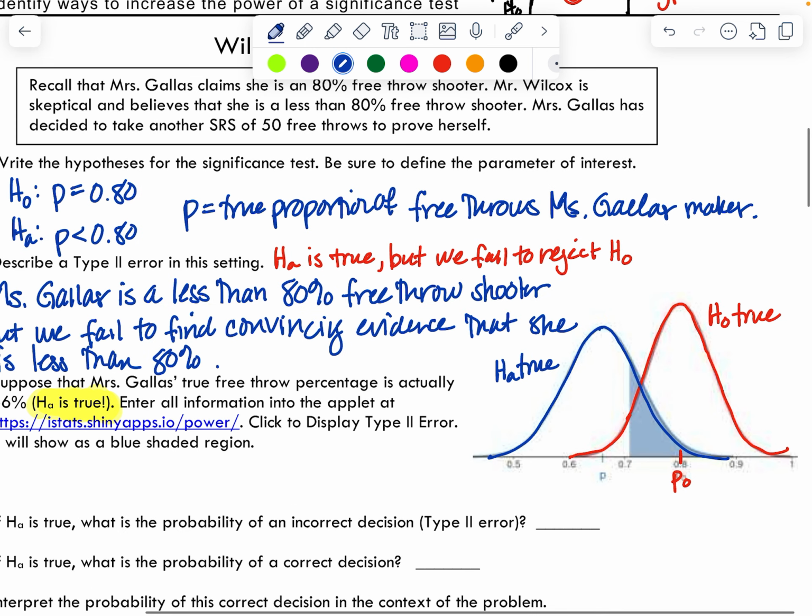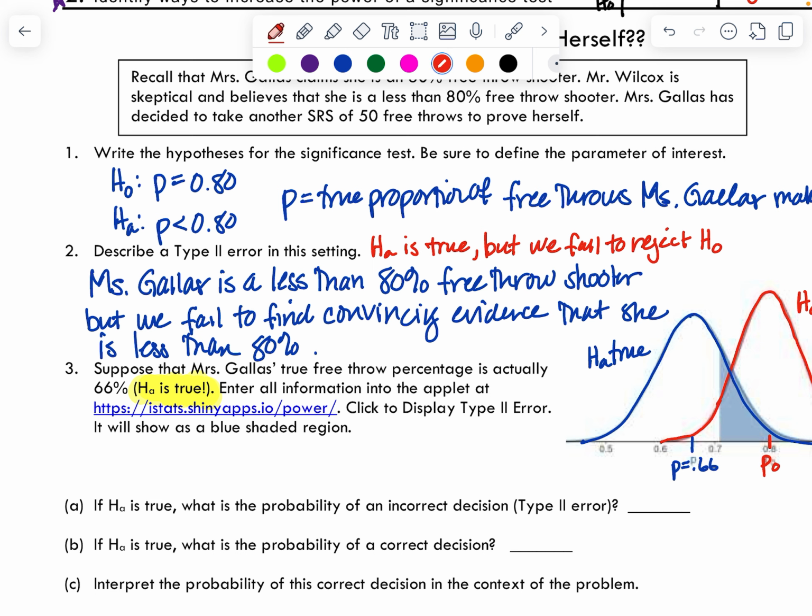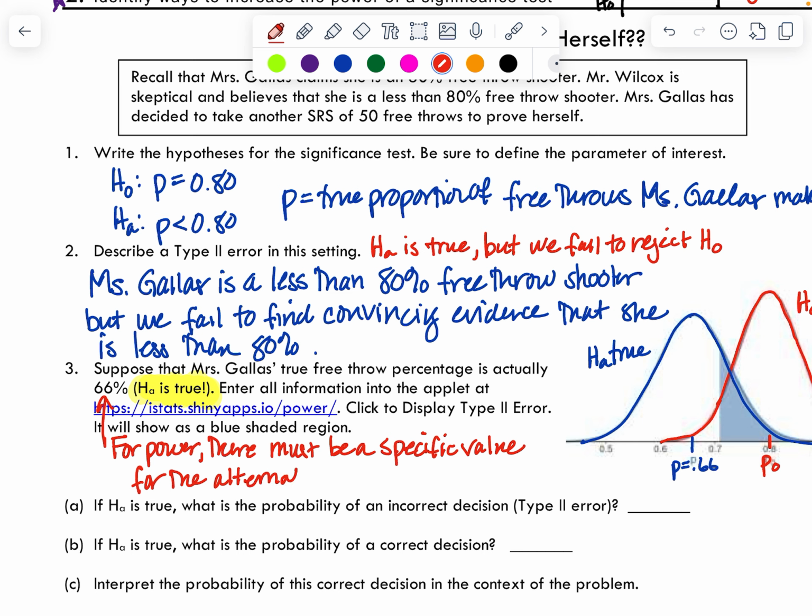Now, let's go back to the beginning. And in this case, that p is equal to 0.66. And I will say this, here's something that's really important. For power, to calculate power, there must be a specific value for the alternative. So we picked 66%. Okay, so let's think back through what the test actually looks like.